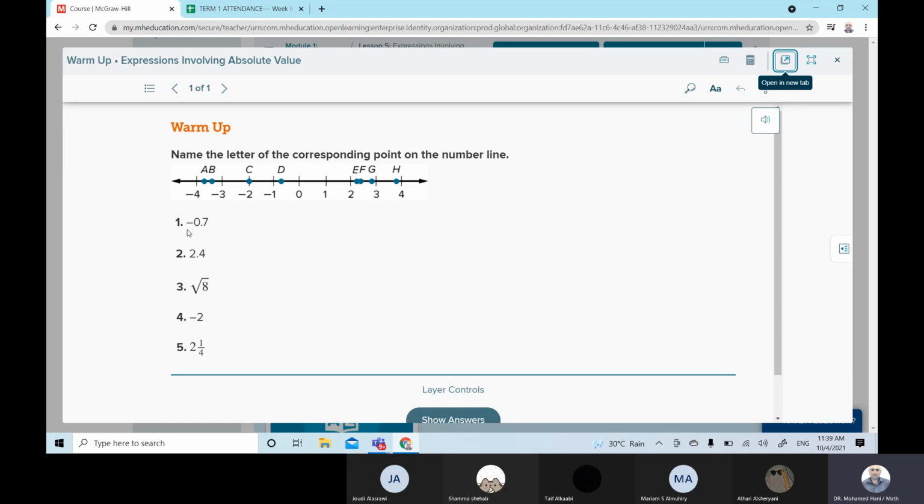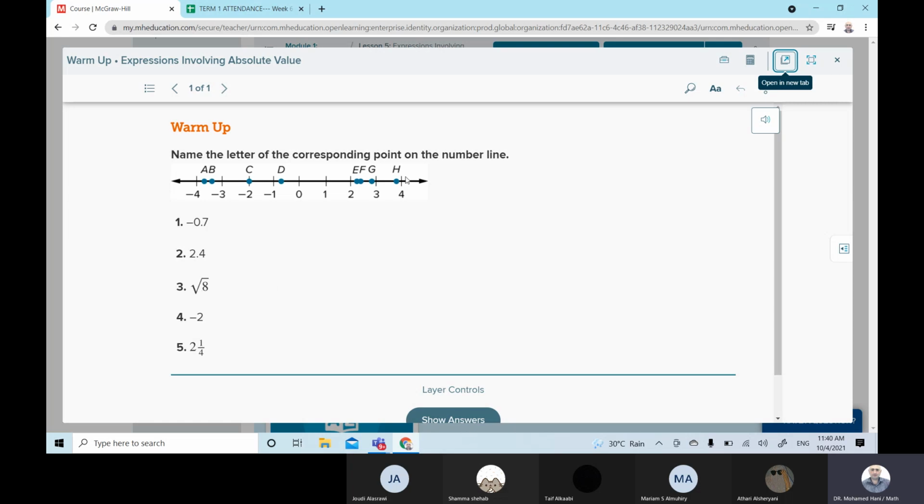Who can tell me minus 0.7? What is the suitable letter here? D. Number D. What is your name? Shama. Great, Shama. Next, 2.4. What is the suitable letter here? F. F. What is your name? Judy. Judy. Great. Next, radical or root 8.